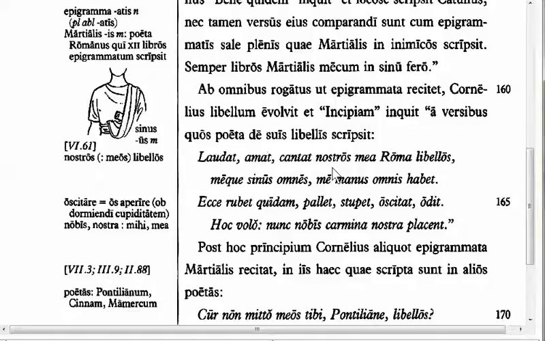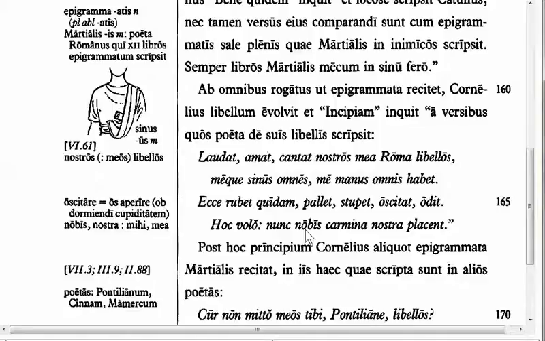In line 166, we have hoc volo nunc nobis carmina nostra placent. I want this. Now, again, poetic plural, our songs or our poetry are pleasing to us. Our poetry, our poems are pleasing to us. We would translate as my poetry is pleasing to me, or my poetry pleases me.